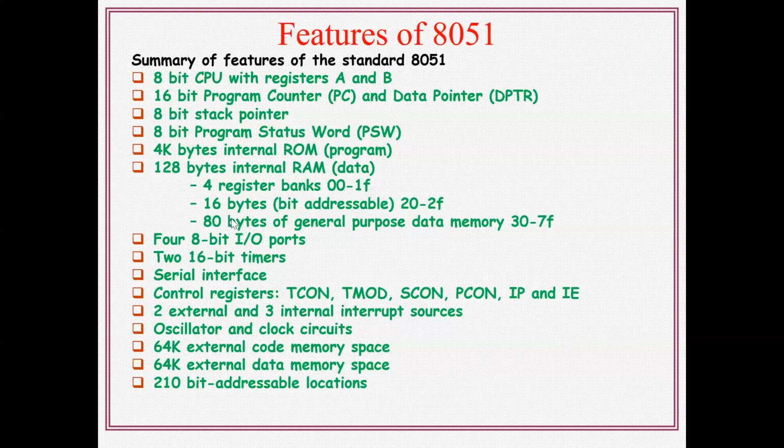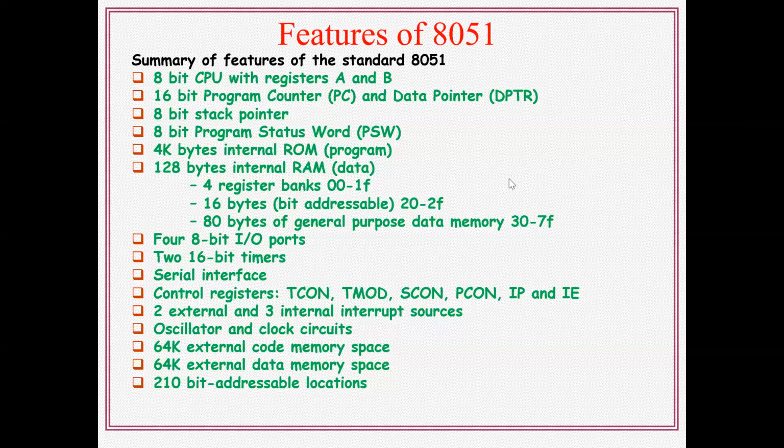And the second one is 16 bytes of bit addressable locations. One more advantage in 8051 is that RAM is bit addressable. The total RAM is not bit addressable, only some portion of RAM is bit addressable. If bit addressable is supported, then we can easily access locations.